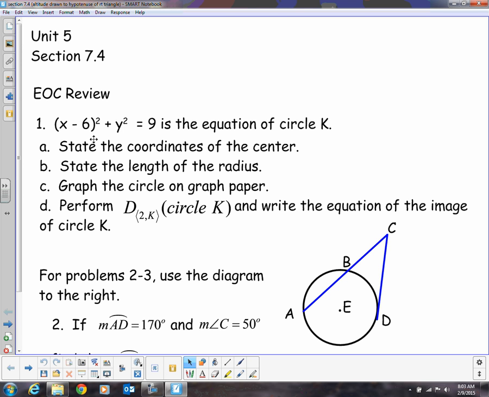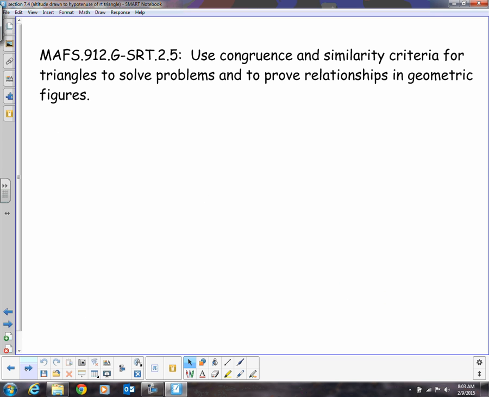What is the center? 6, 0, because nothing's being subtracted from x, right? Remember, we take these out opposite. With that said, we're going to go to problem 25, right?